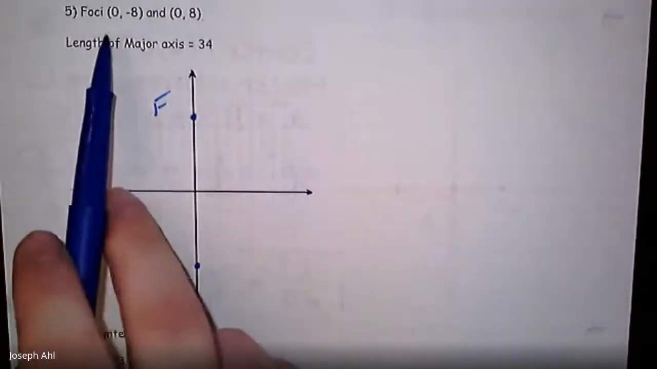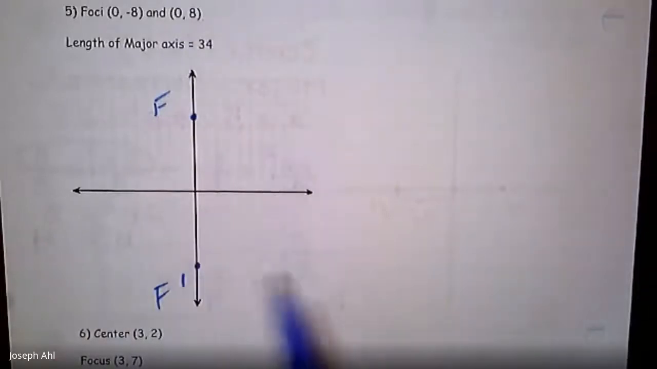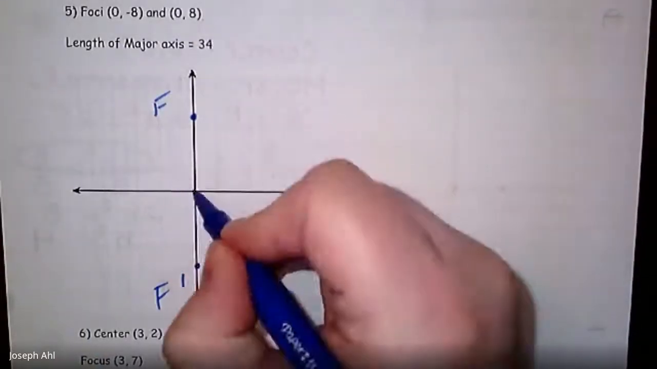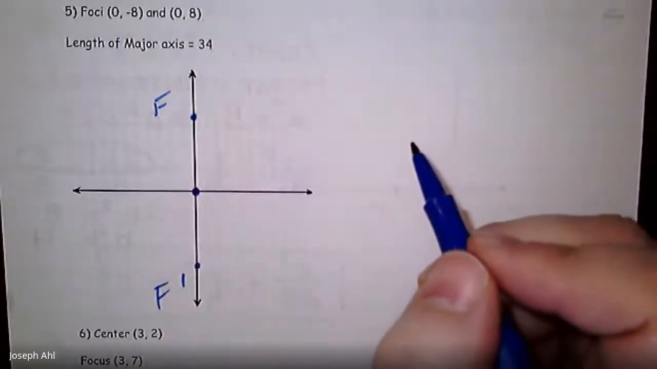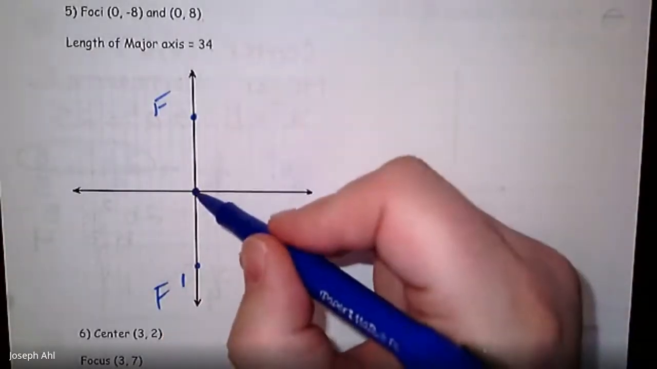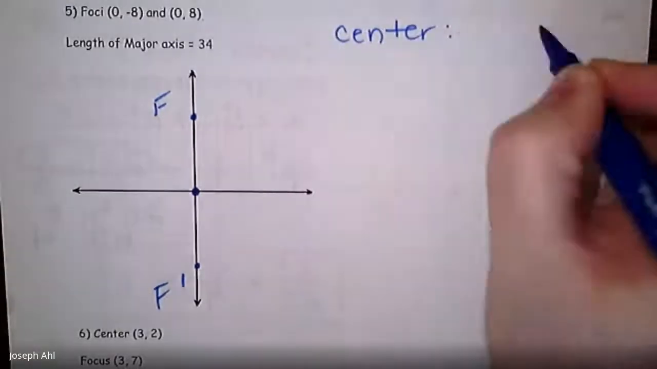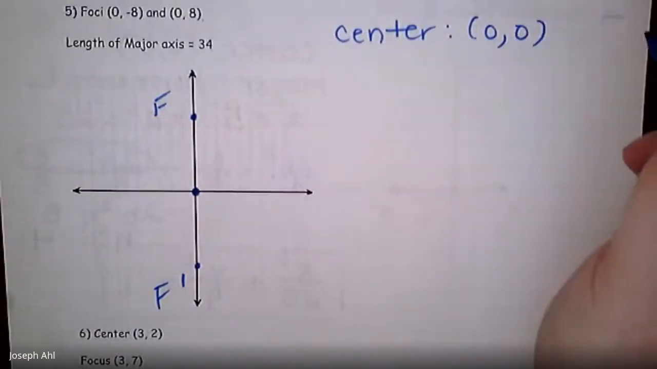It's really common, by the way, for students to make a mistake and actually look at these coordinates and go left and right those distances. So just be careful. 0, 8 goes up, 0, negative 8 goes down. All right. I like it when the center is right at the origin. Makes our job just a little bit easier when you write the equation. The center is at 0, 0.